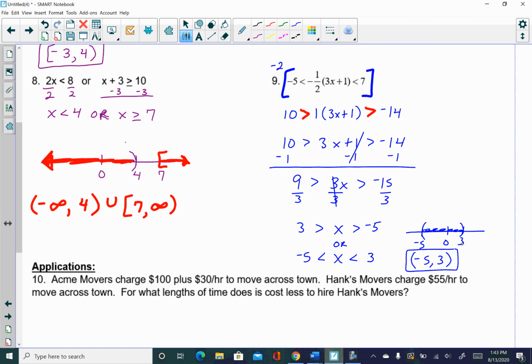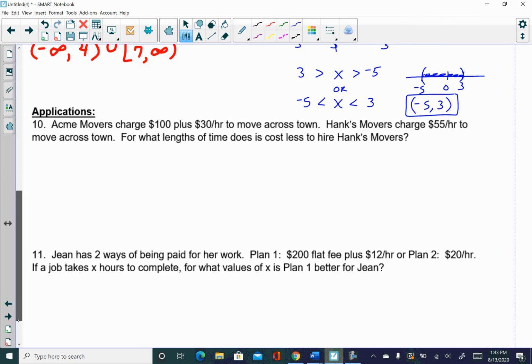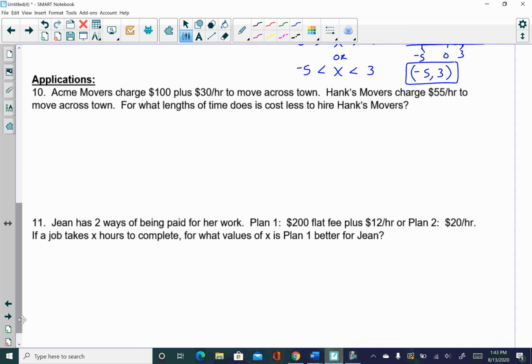Okay? All right, and let's wrap it up here with an application. I'll do number 10 with you and let you see number 11 from the solution key. Try it solo and then check yourself by the solution key. So here, number 10, Acme movers charge $100 plus $30 an hour to move you across town. Hanks movers, though, they charge $55 an hour to move you across town. For what lengths of time does it cost less to hire Hanks movers?